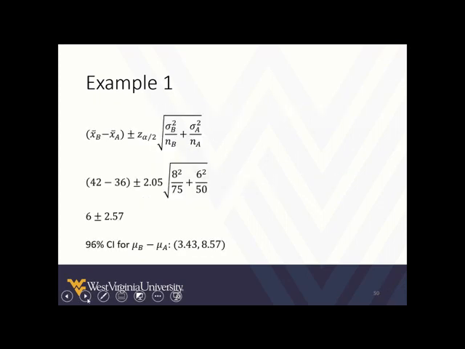And so now it's just a matter of plugging and chugging. And so our sample mean from engine type B was 42. Our sample mean from engine type A was 36. We have our z alpha over 2, 2.05, and then we were also given our sample sizes and our population variances. And so if we plug in, we will get 6 plus or minus 2.57. And so we may establish that the 96% confidence interval for mu B minus mu A is 3.43 to 8.57. Always put the lesser value on the left and the greater value on the right.